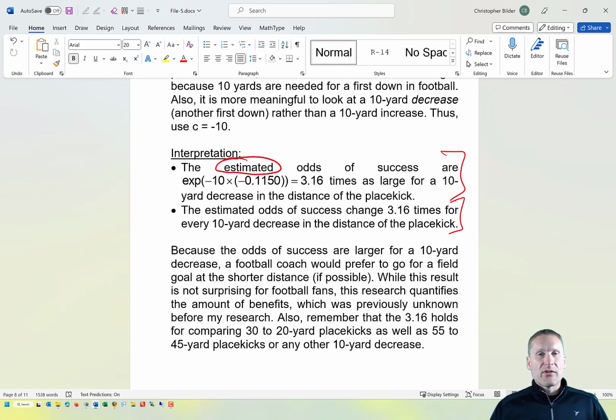Again, notice this means I'm talking about a decrease from 35 yards to 25 yards. I'm talking about a decrease of 50 yards to 40 yards or 65 yards to 55 yards. It doesn't matter where I start in that decrease. Only the decrease itself is what's important in this interpretation with this odds ratio.